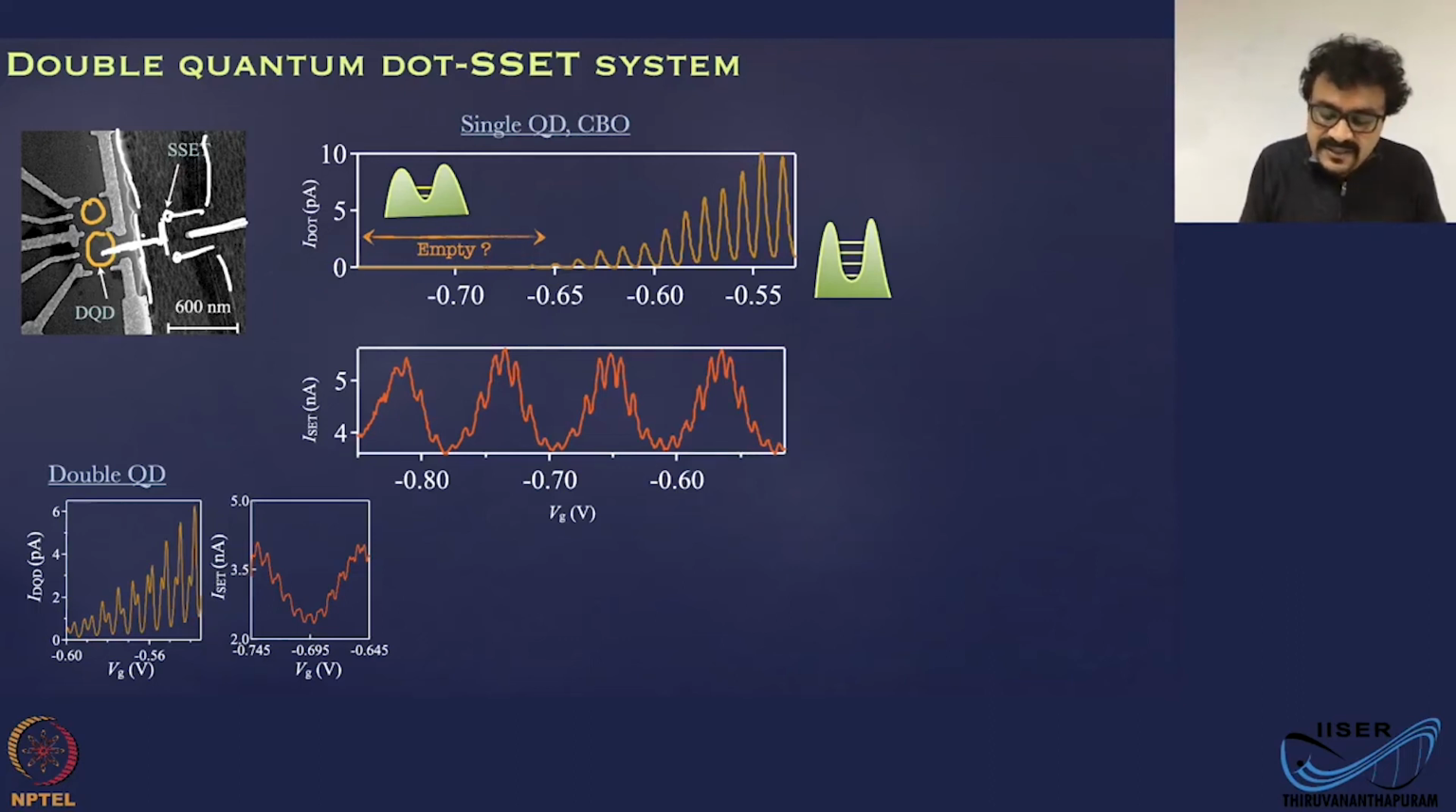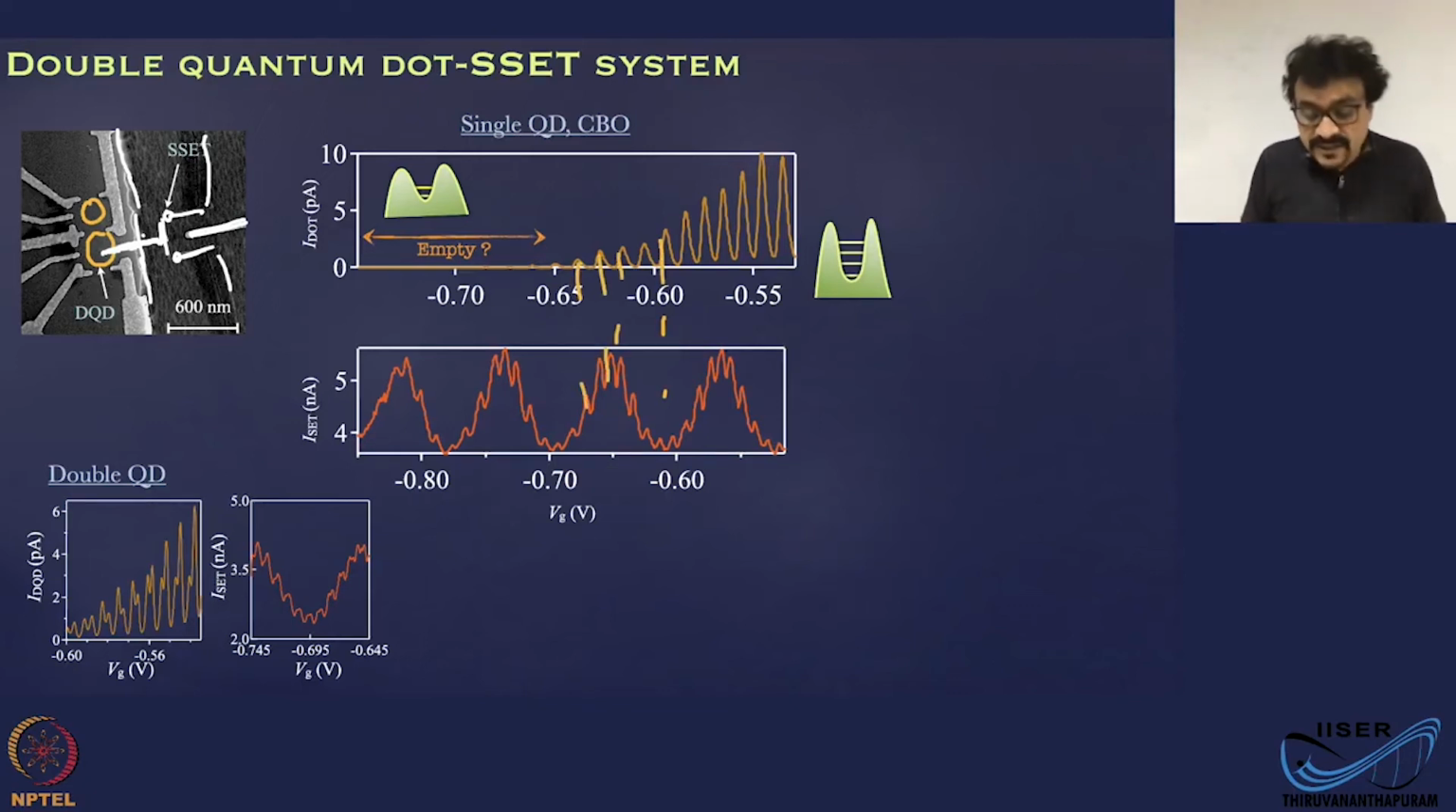But you can see that the Coulomb blockade oscillation of the SET taken simultaneously with this data is showing all these charging events which correspond to the charging events of the dot. All these will have one-to-one correspondence.